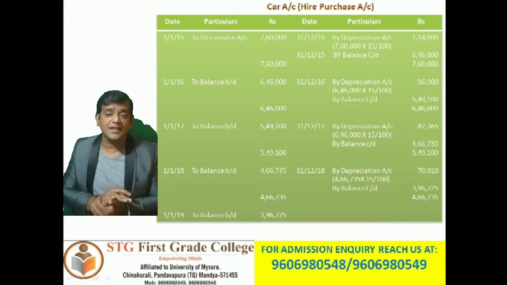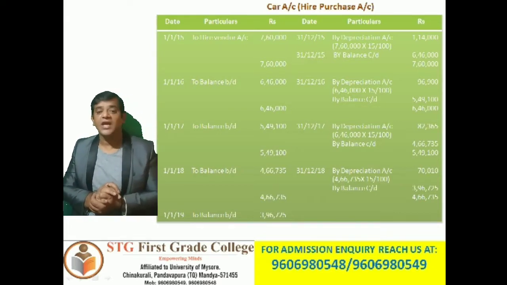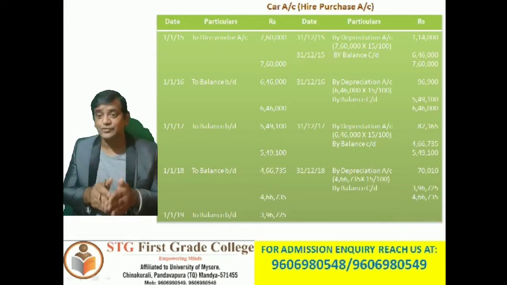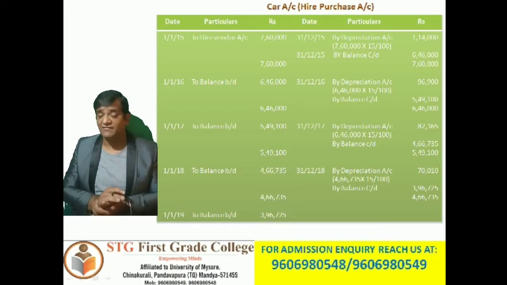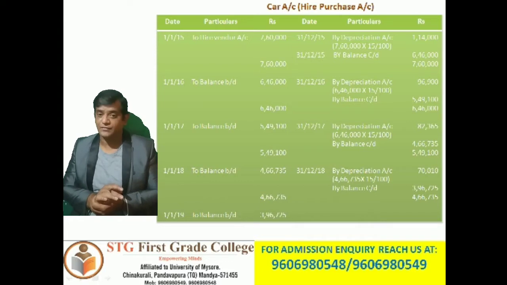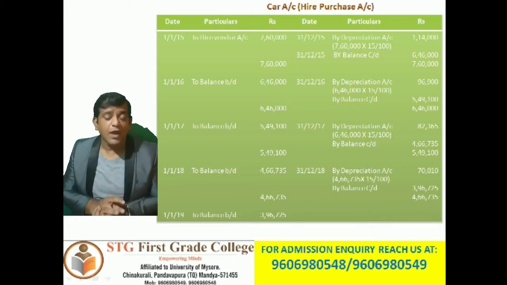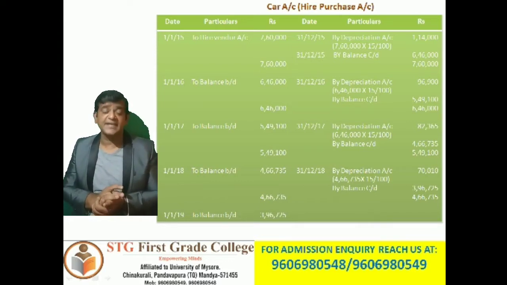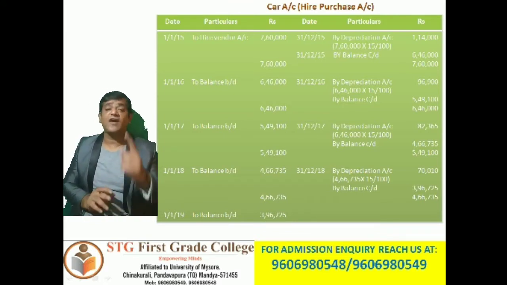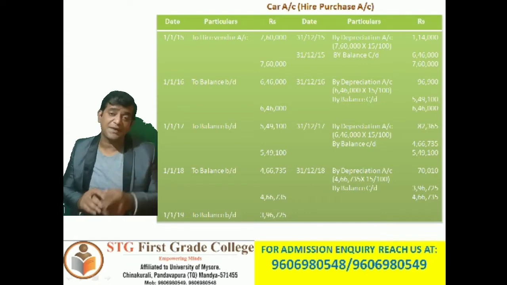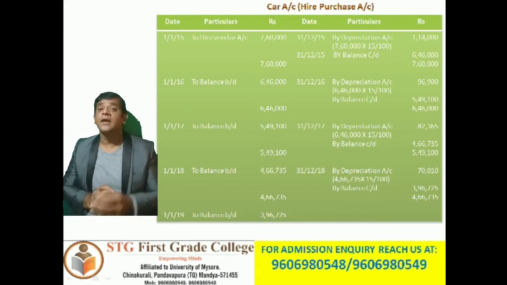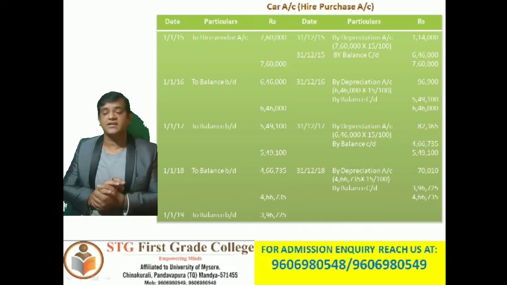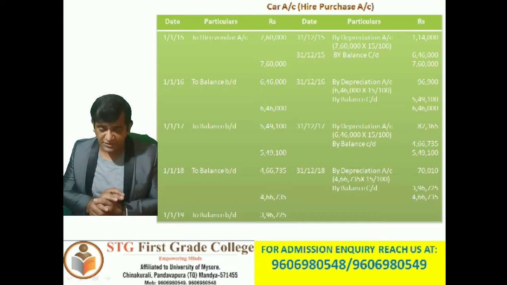So now by balance carried down. So opening balance minus depreciation. So that is 6,46,000 minus 96,900. So balance figure is 5,49,100. So next I do have 1/1/2017 to balance brought down. So how much is the balance brought down? 5,49,100. So closing date will be 31/12/2017.